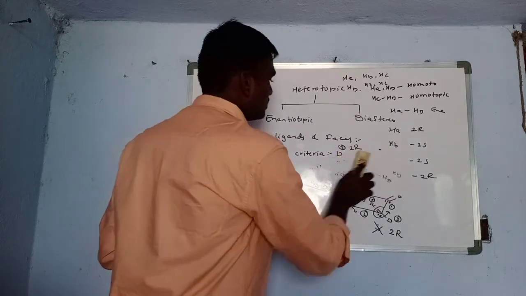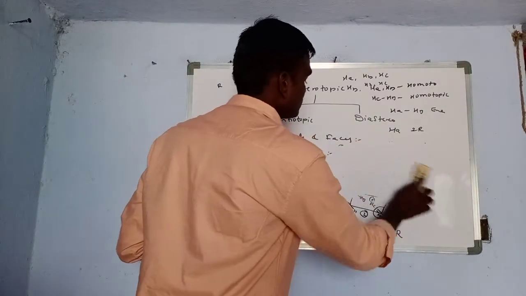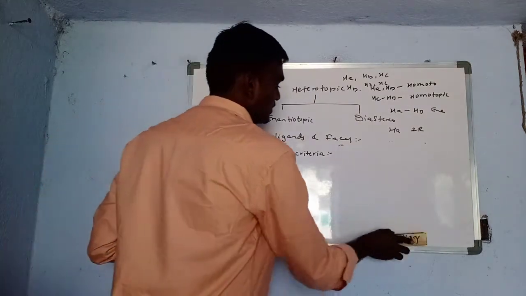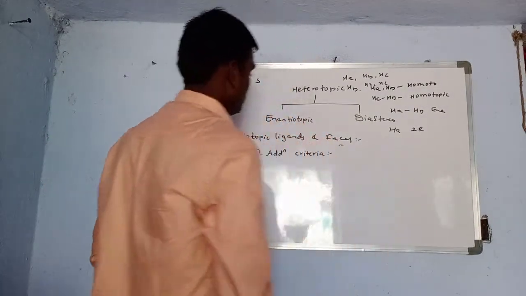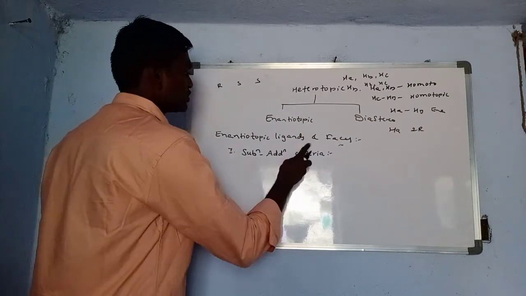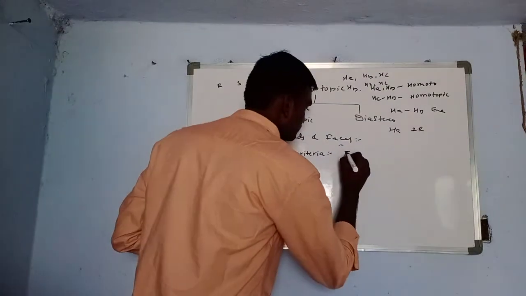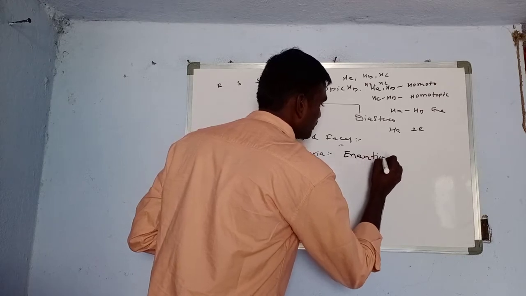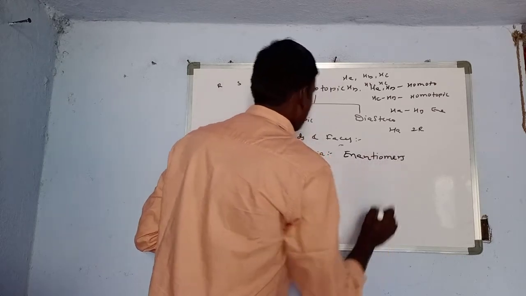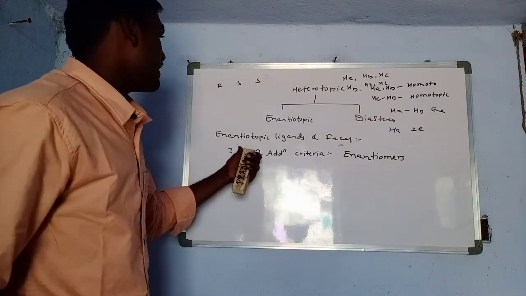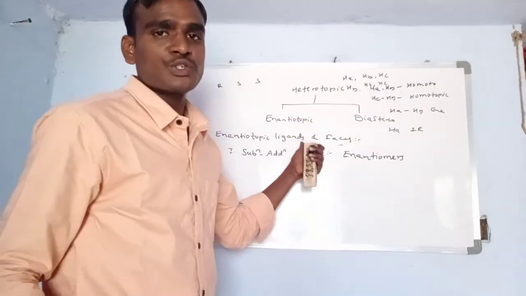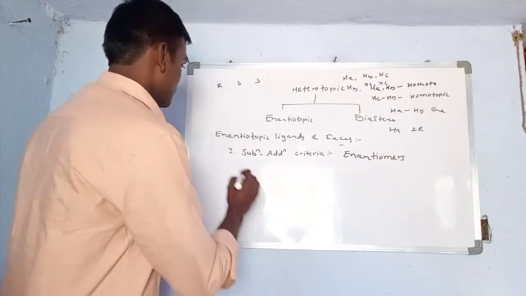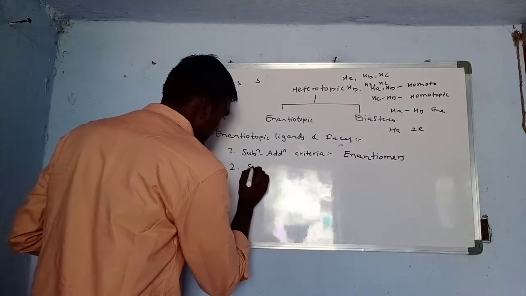If we are talking about the substitution criteria, the products will give enantiomers. Whenever the ligands are said to be enantiotopic, then the product will give enantiomers. Now the second one is the symmetry criteria.